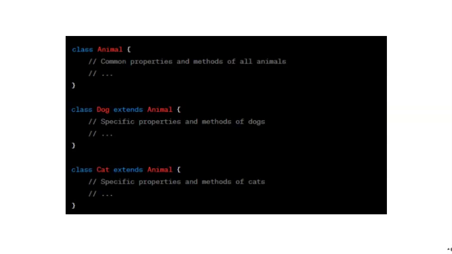The derived classes Dog and Cat inherit the characteristics of the Animal class and can also have their own specific properties and methods. For example, the Animal class may have properties like name and age, and methods like eat and sleep, while the Dog class can have additional properties like breed and methods like bark, and the Cat class can have additional properties like color and methods like meow. This is a simple illustration of the ISA relationship in Java, where derived classes inherit and extend the properties and behavior of a base class.